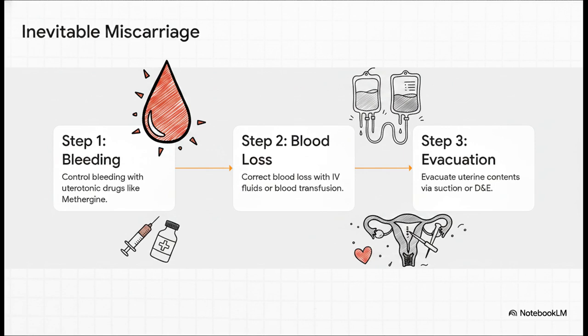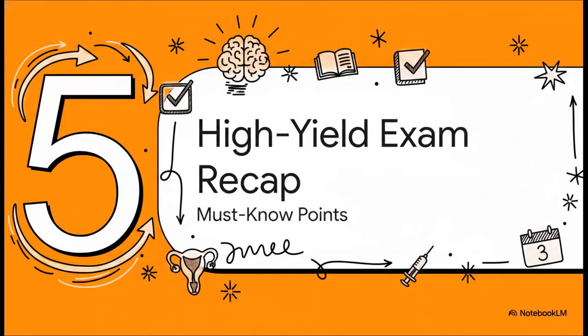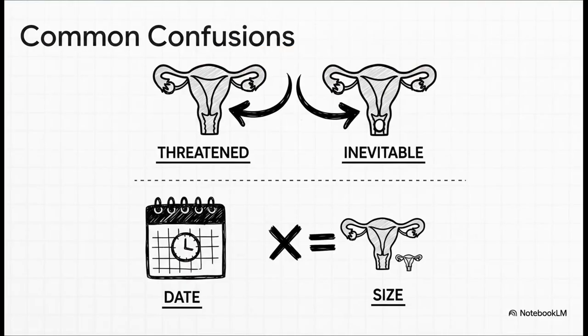We have covered a ton of ground, so let's boil it all down to the absolute must-know, high-yield points that you need to walk away with. Here are 2 common traps to avoid. First, I'm going to say it again because it's that important. Closed os means threatened. Open os means inevitable. That's your key clinical sign.